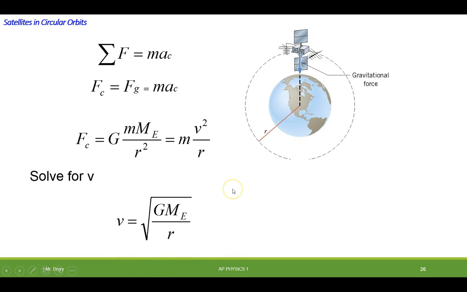So how did we get this? Now let's take a second to look at this. Notice the m's cancel from both sides. This r canceled with one of these r's. And then with G, I'm left with G M e over r equals v squared. And if I take the square root of both sides, I end up with v is equal to the square root of G, mass of the Earth over the radius.